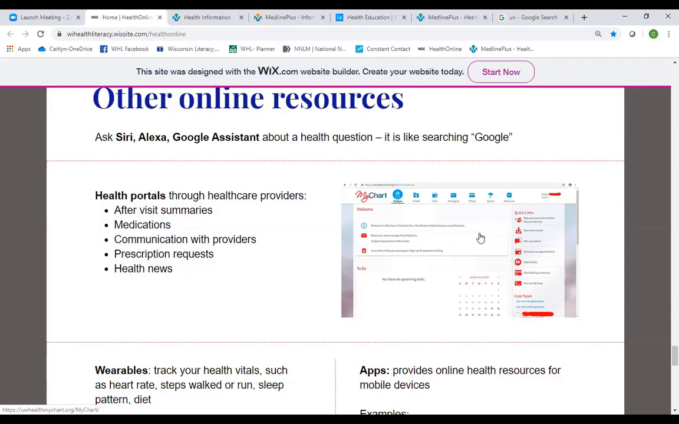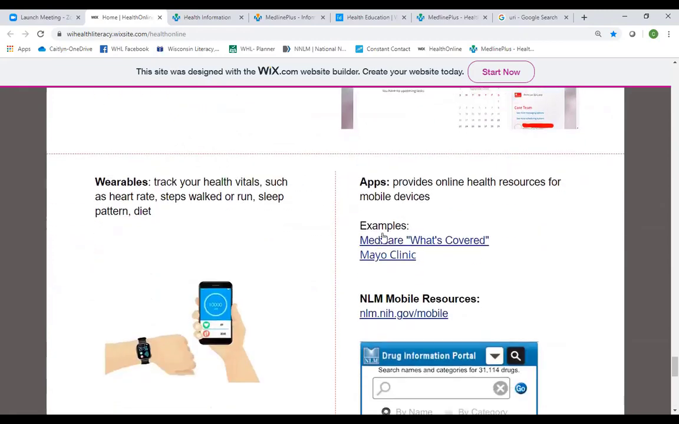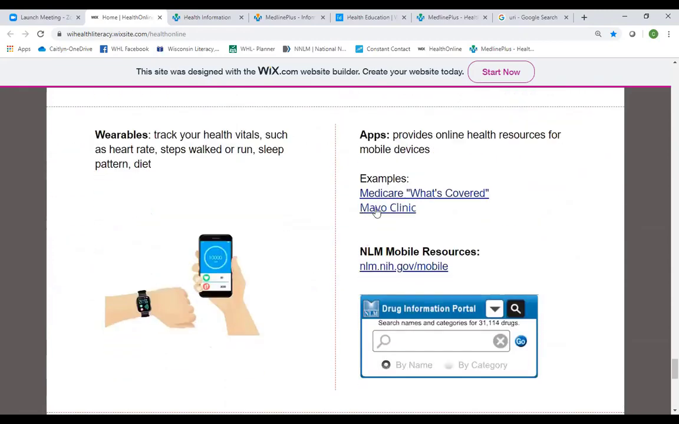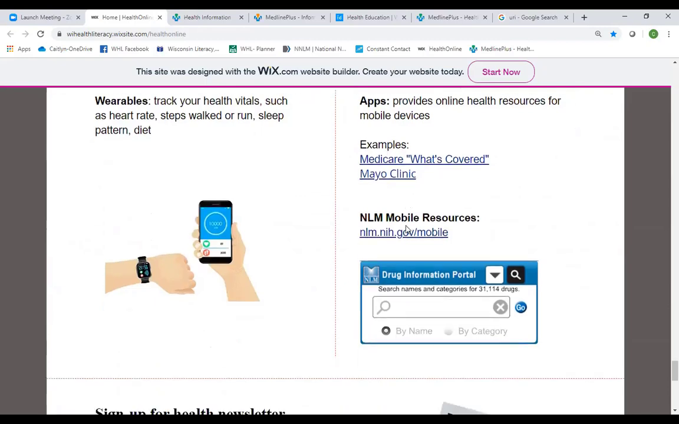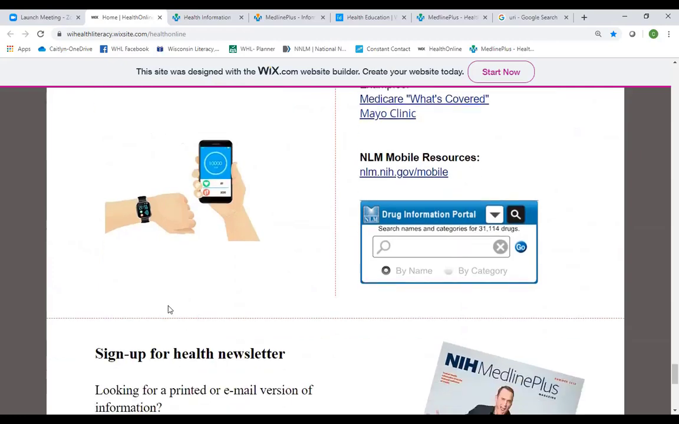as well as getting, it's like an online encyclopedia that you know is coming from a trusted source. They have good health topics on the health portals themselves. So there's a lot that they can do there. We briefly talk about wearables and tracking, and then some apps. A lot of people are wanting to go mobile friendly, so what are some recommended apps that they could use on their phone, as well as some of the National Library of Medicine mobile resources that are user friendly.